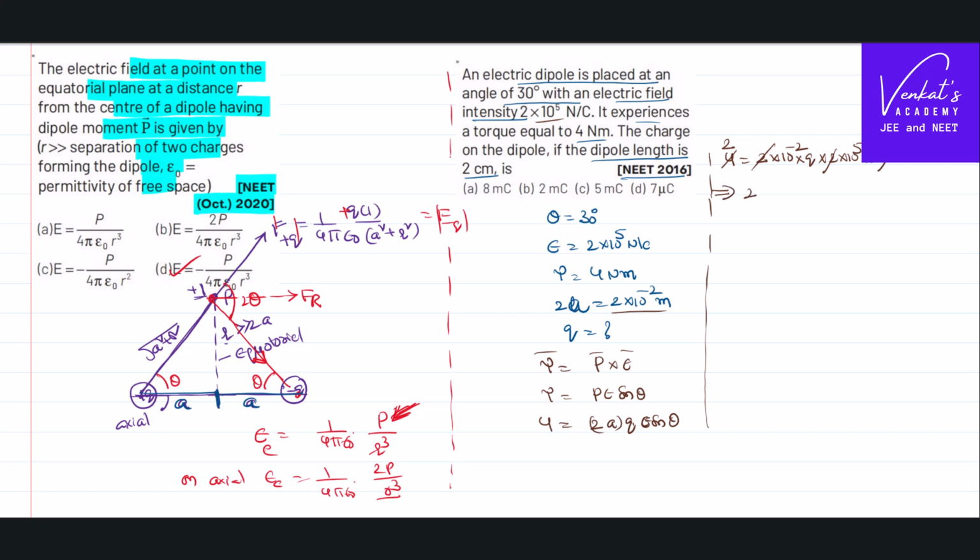So what is remaining is 2 equals Q into 10 power plus 3, that is minus 2 plus 5. That implies Q equals 2 by 10 power 3, or 2 into 10 power minus 3, or 2 millicoulomb. That is the answer for the problem. 2 millicoulomb is the answer for the problem. So, both these problems are just basic formulas. You need to know those basic formulas so that you will be able to answer these problems. That is it, and thank you for watching.